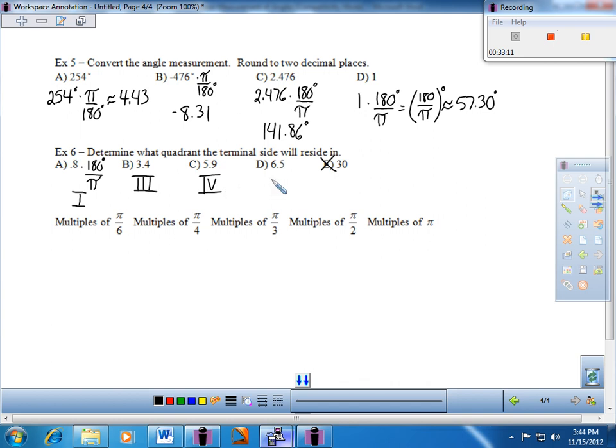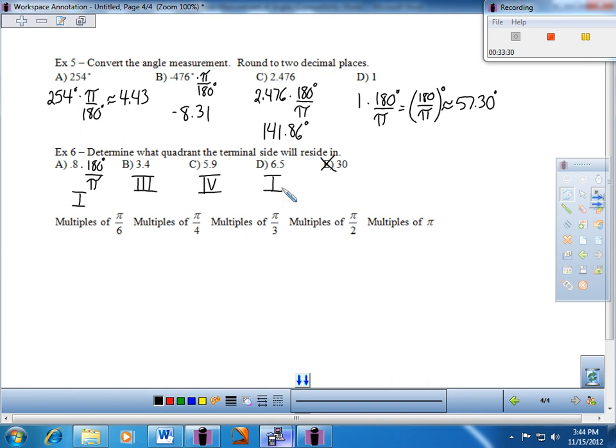6.5 radians would be 1 full rotation around, plus a little more, getting into that 1st quadrant. Again, 6.5 is a little more than 2 pi. 2 pi is 1 full rotation around, so 2 pi would be 360 degrees. And so you could see 6.5 radians is just a little more than 2 pi. So hopefully, you're starting to really work with these numbers and see it in action.